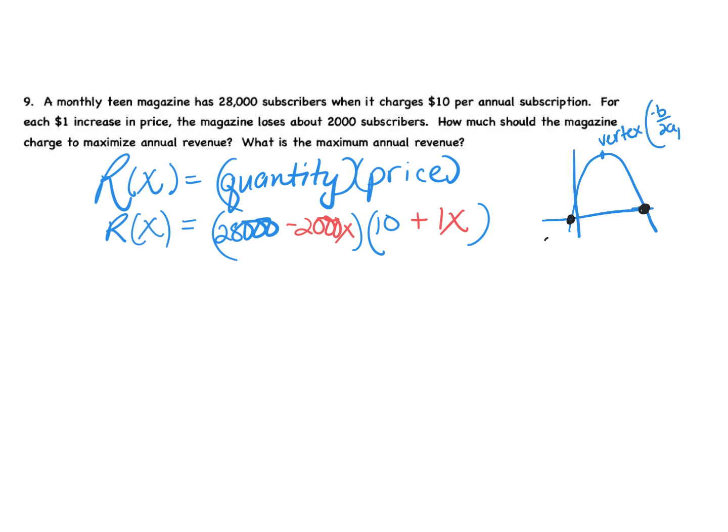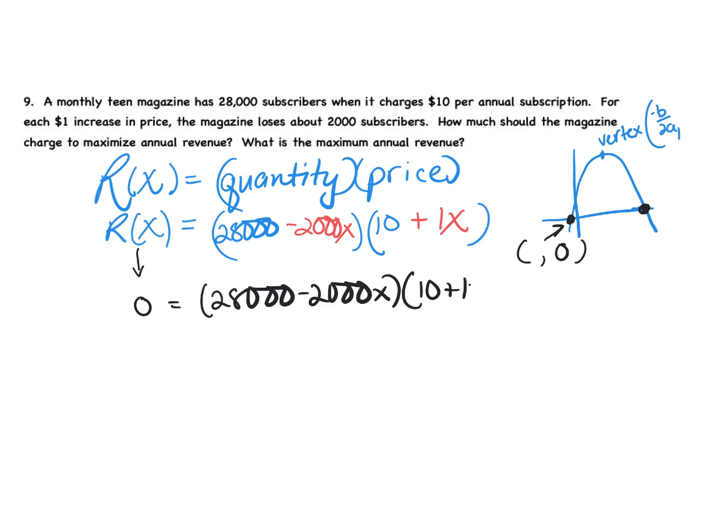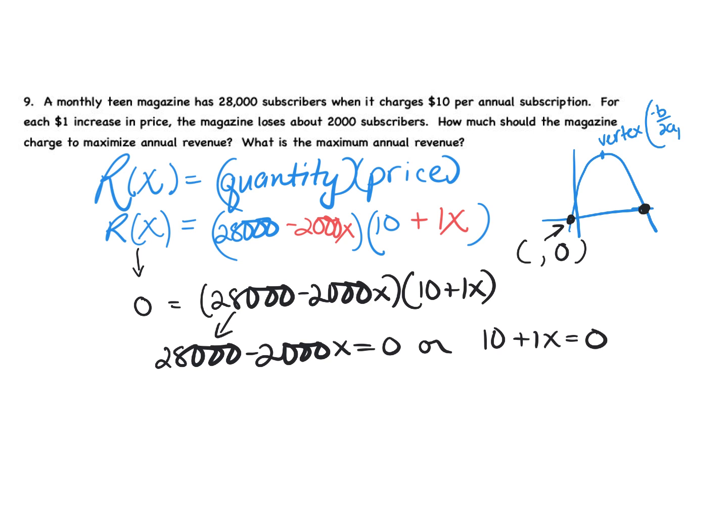How could I do that? Well, the x-intercepts, what do they have in common? Their y value is 0. So if I plug in 0 for y, I can now apply the zero product property because this is factored. So I take the first factor and set it equal to 0, or the second factor and set it equal to 0. This one on the right is very easy. I get x equals negative 10, so that would be this x-intercept.